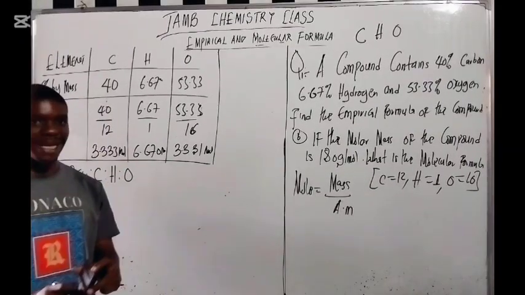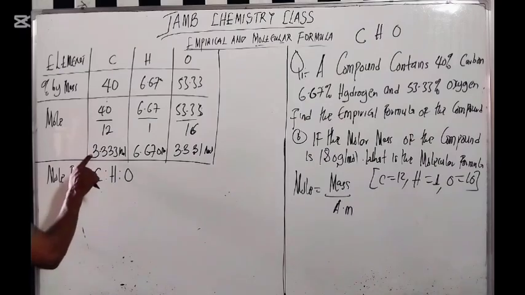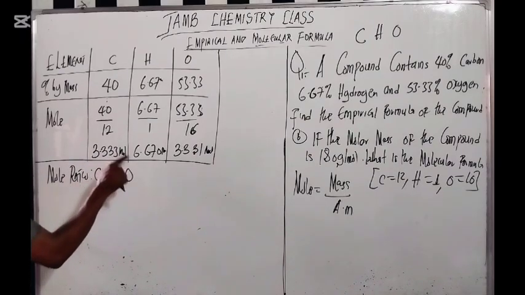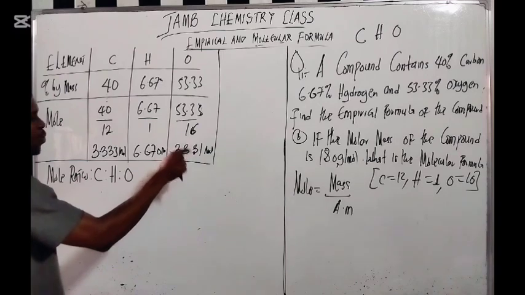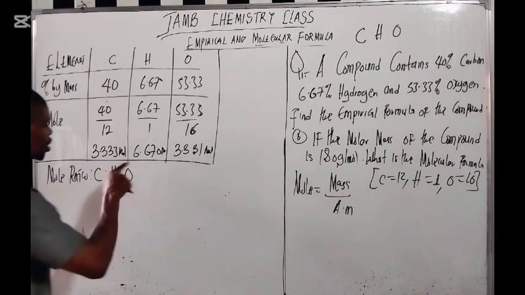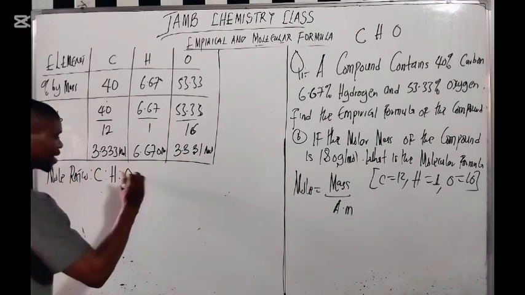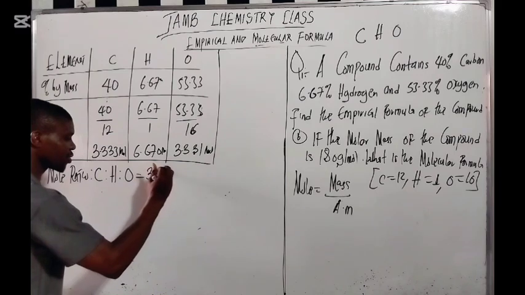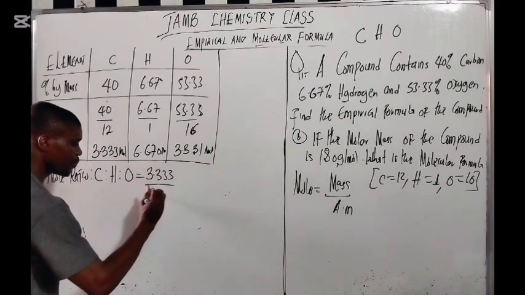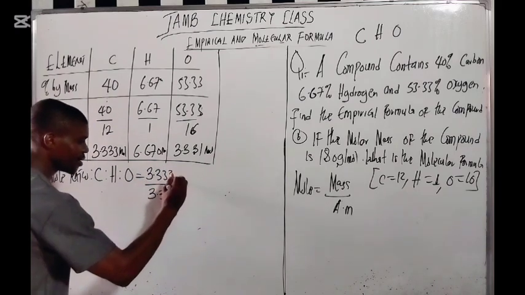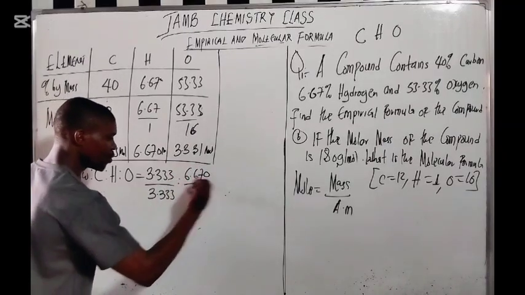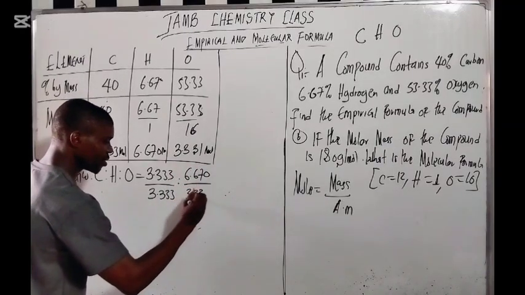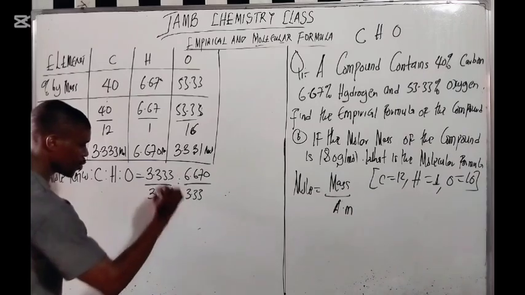Divide by the simplest mole, right? Here we have 3.333, 6.670, 3.331. So 3.331 is the simplest mole, right? So I want to divide through by the simplest mole. It's going to be 3.333 over 3.331, ratio, right? 6.670 over 3.33. Sorry, 1. Here it's supposed to be 1.